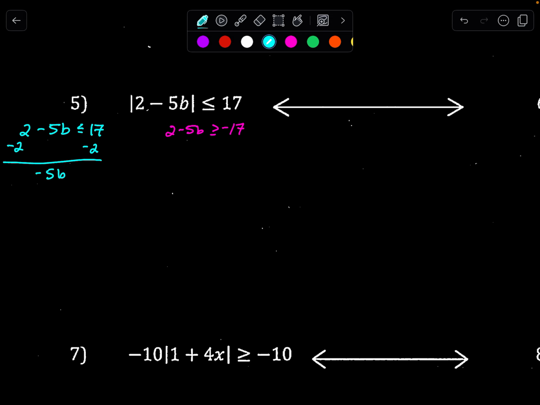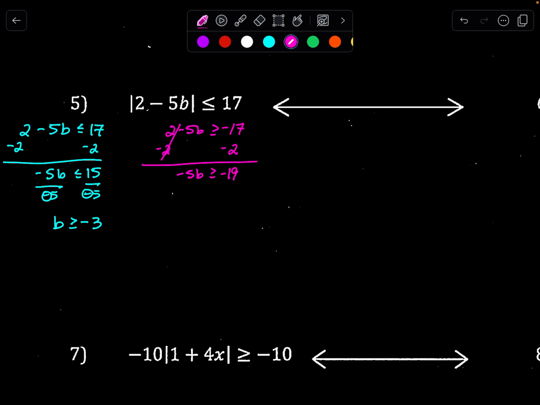Negative 5b less than 15. Divide off your negative 5. If we're dividing by a negative, got to make sure we flip the inequality. So b is greater than or equal to negative 3. Same thing applies here with the negative 2. Minus those 2's. Negative 5b greater than or equal to negative 19.